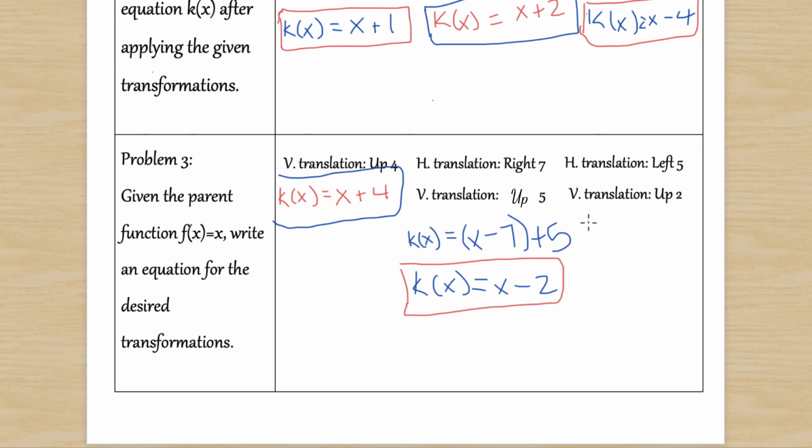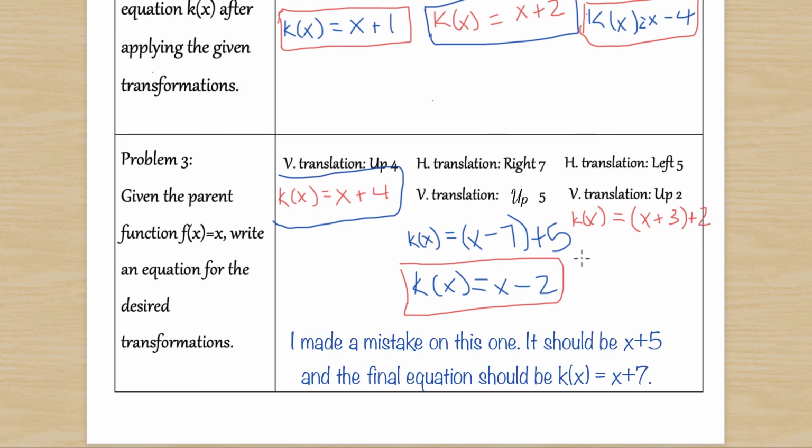Our last one wants a horizontal translation left 5 and a vertical translation up 2. So we're going to have our k of x again. K of x is equal to, and inside the parentheses we're going to have x plus 5. Remember, we have to switch the signs. And then plus 2 for the vertical translation. So simplified, we would get k of x is equal to x plus 5 plus 2, which is going to give us x plus 7. So that is our final answer for this one.